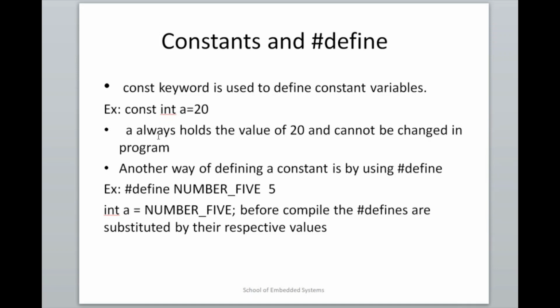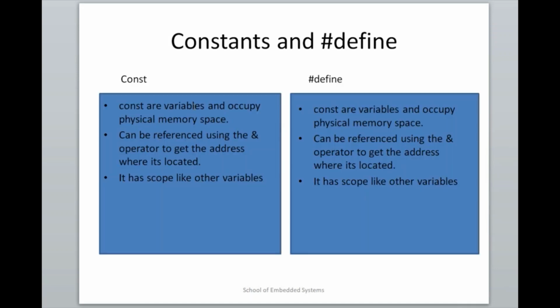These are the standard differences I could explain today. Const, like we already saw, is a variable, so it occupies physical memory. When I say physical memory, it means it will either sit in RAM or in flash memory, depending on what you decided. It can be referenced using the address-of operator, and you will see in the next slides what this is used for. We can extract the address because it has a memory address, and it has a scope as well, like any variable: global scope, local scope.